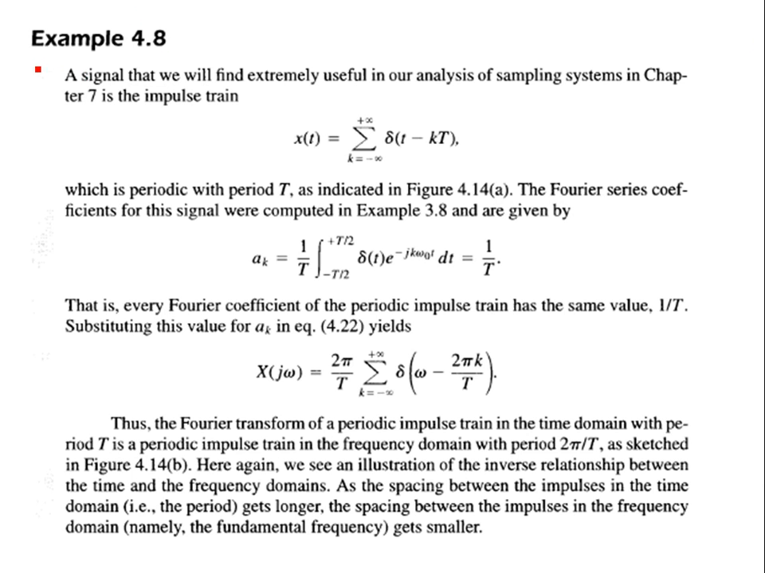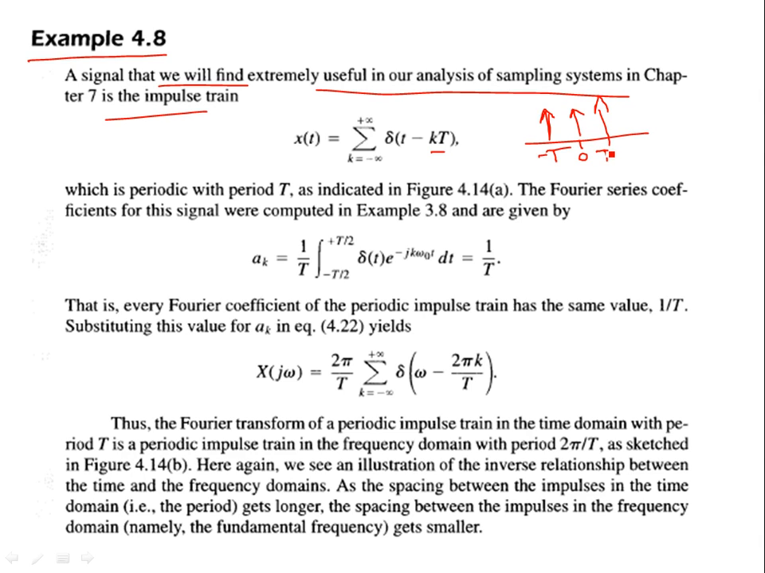Now let's take another example, 4.8. The signal that we'll find extremely useful in our analysis of sampling systems is the impulse train. I've talked about this a while before. For the sampling process, let's consider a switching process which happens at multiples of the switching time T. You can think of this as an impulse occurring at minus T, at 0, then for k plus or minus 1, and this is the situation for k equal to 2, 3, and so on. k is an integer multiple of this switching instance of time.